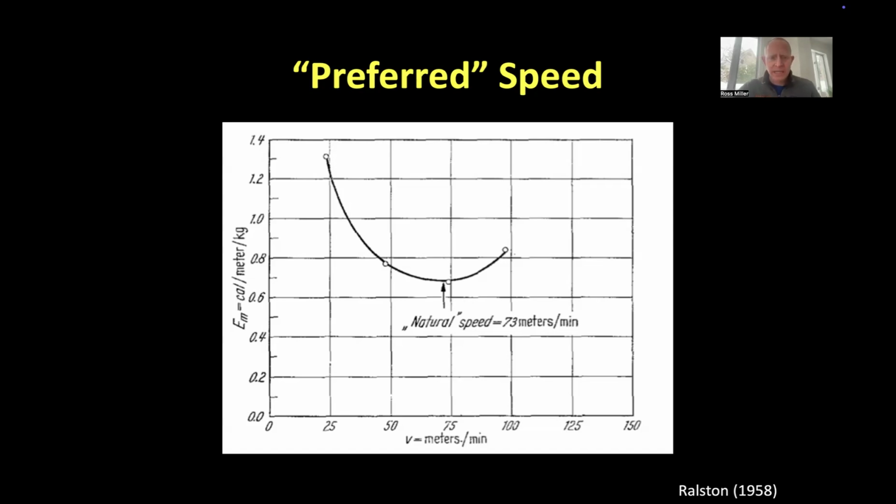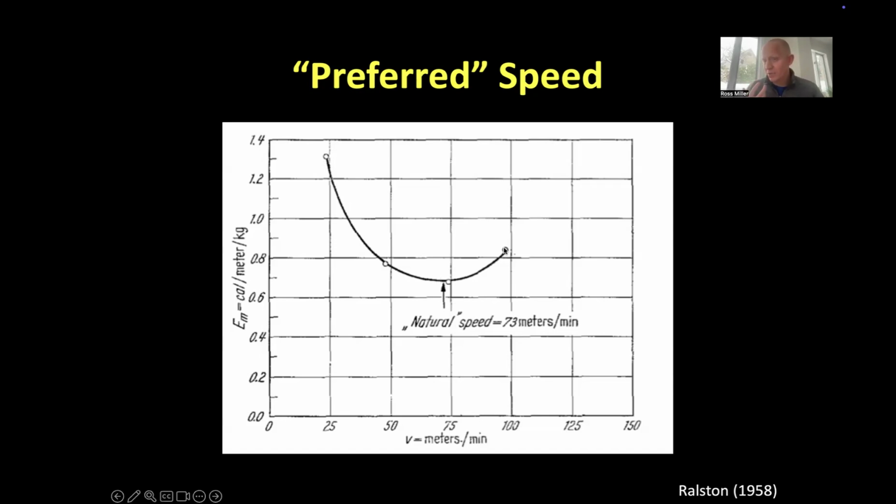And they got this interesting U-shaped relationship here, where there's some moderate speed in the middle where the energy that it takes you, the calories that you burn to travel a mile at that speed, is minimized. Okay? At faster speeds, you were less economical.